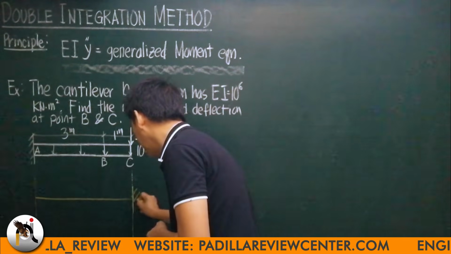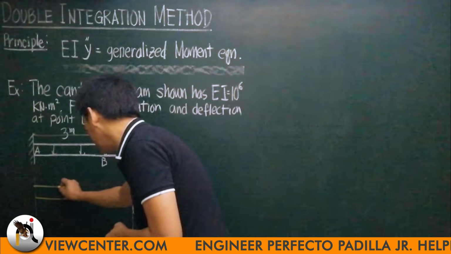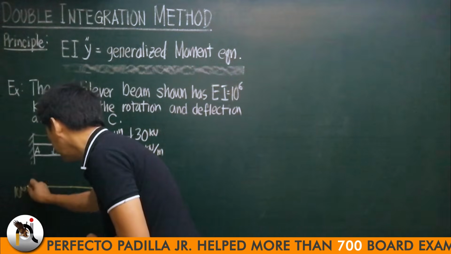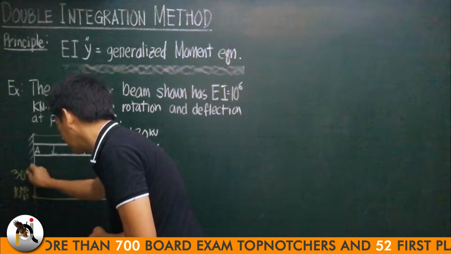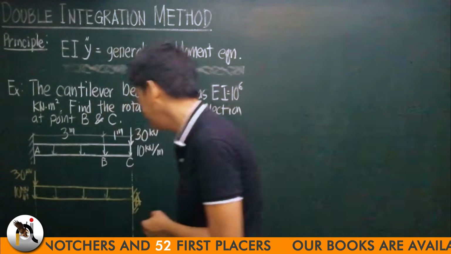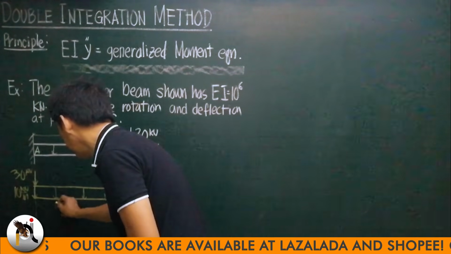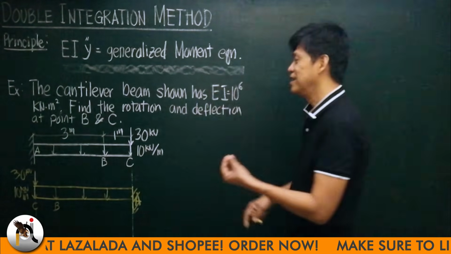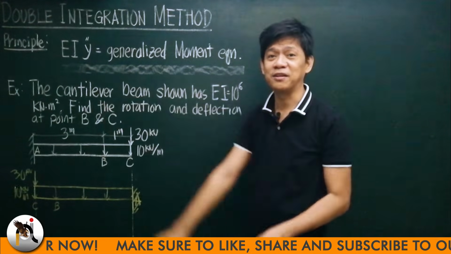This will be the support now. This is now point A. This is our uniform load, that is 10 kilonewton per meter. And this is our concentrated load, 30 kilonewtons. This is downward. Point B is here. Point C is here. So, nagkapalit lang, inikot natin. They are just interchanged because we twisted it, rotated it by 180 degrees.